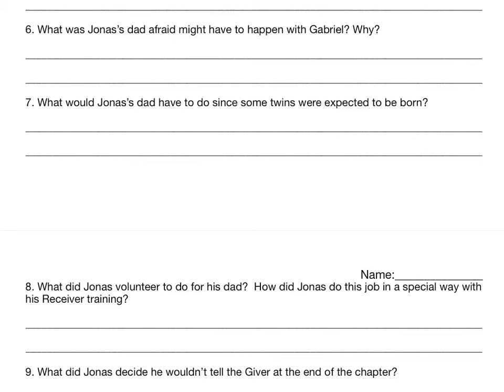What was Jonas's dad afraid might happen to Gabriel, and why? Gabriel still wasn't sleeping well at night, right? Still was causing fusses and waking the family up, and so the dad was worried that Gabriel was going to have to be released, because babies aren't allowed to do that in this community, right?